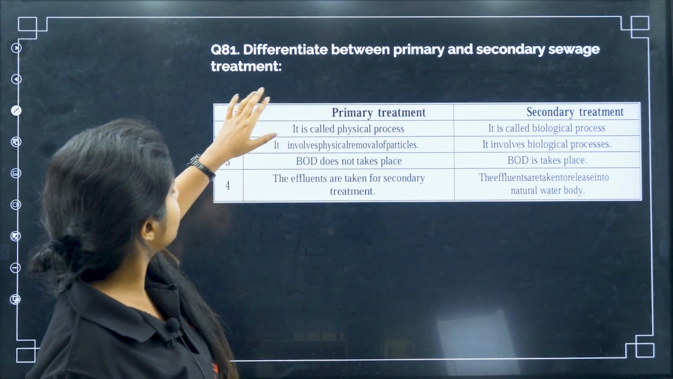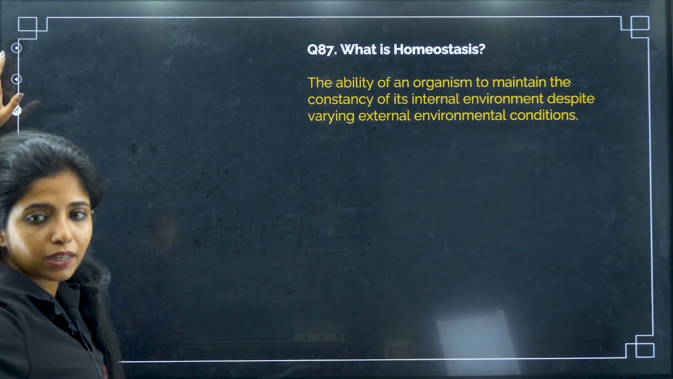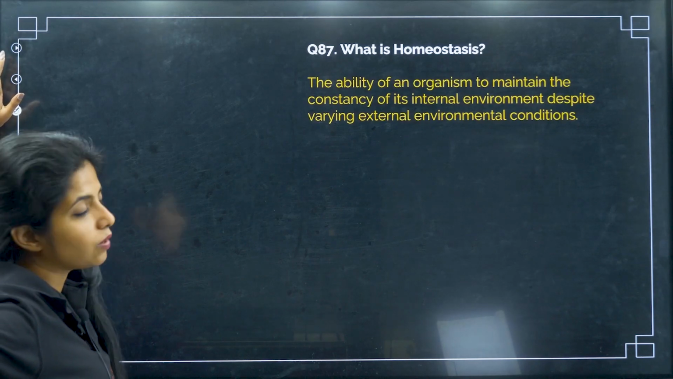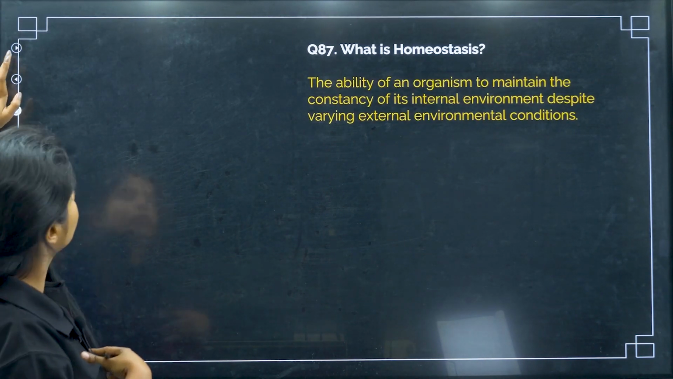Differentiate between primary and secondary sewage treatment. These are the primary and secondary sewage treatment. Homeostasis is basically the ability to maintain consistency in its internal environment. Whatever the external environment, if you are able to maintain a constant internal environment, this is known as homeostasis.